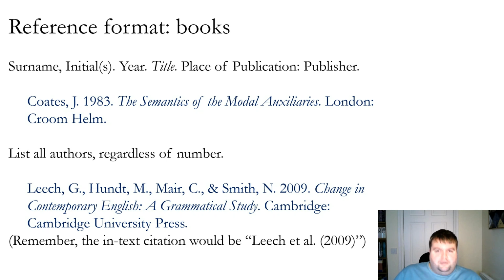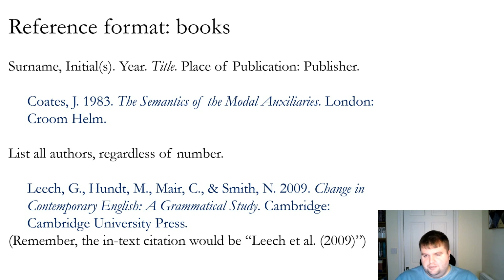So what about the format? As I said, this varies according to convention and also the actual source, the type of source itself. Books are probably the easiest because they require the least information. You can see on the top there, the format for books is surname and then initial, followed by the year of publication, and then the title of the book in italics, and then the place of publication.